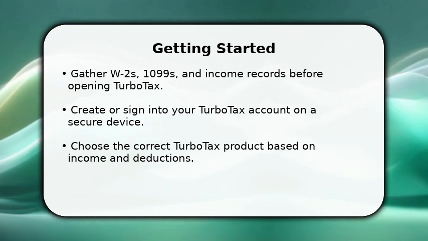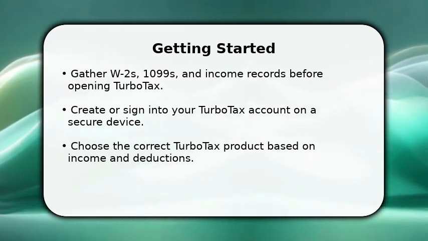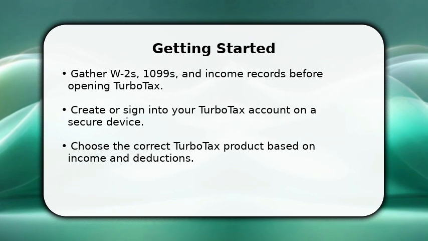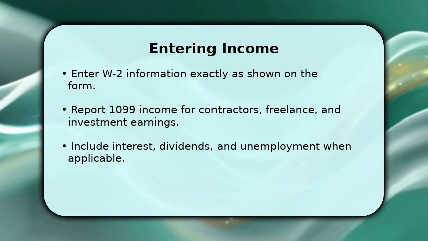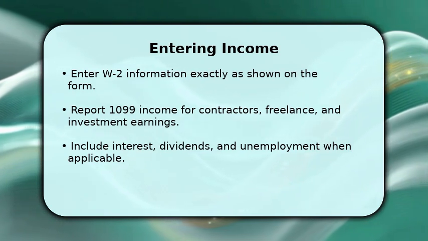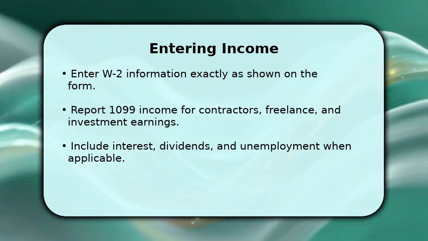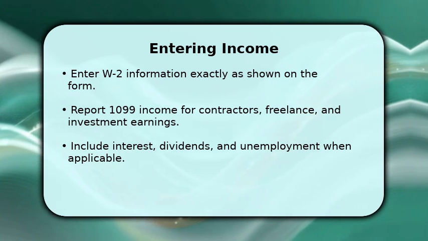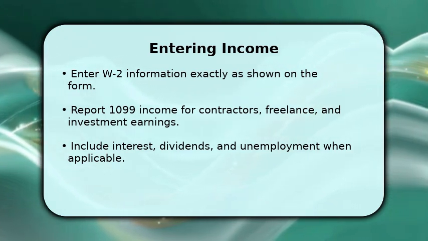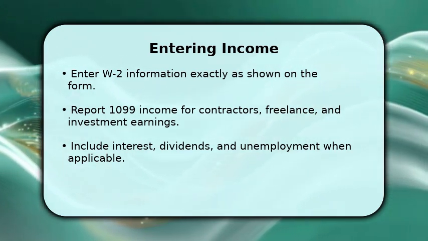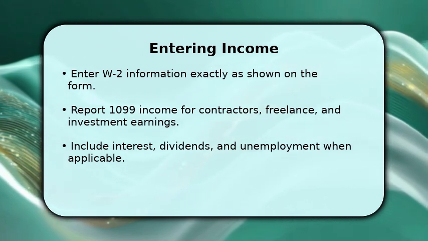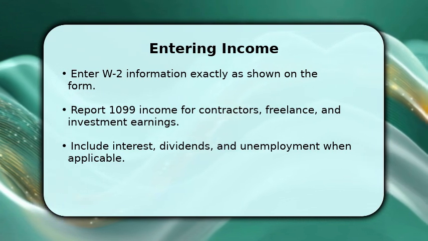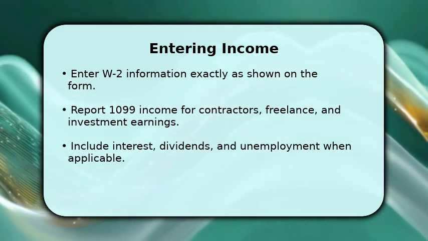I'll walk you through choosing filing status, entering income, and claiming common deductions clearly and calmly. Start by entering each W-2 exactly as it appears, using copy-paste or manual entry and double-checking the employer ID. Next, add 1099 forms for contract work or investment income, including freelancer earnings and dividends. Use TurboTax prompts to import data when available to save time and reduce errors.